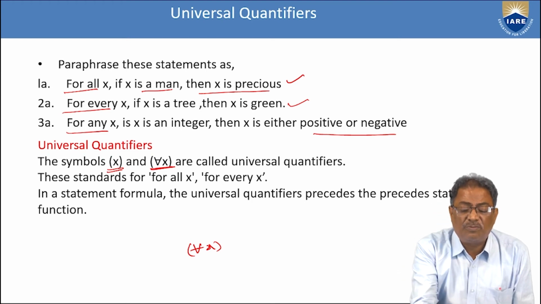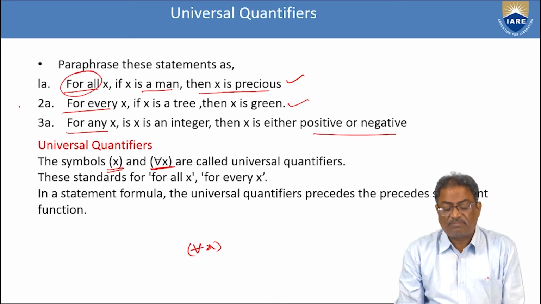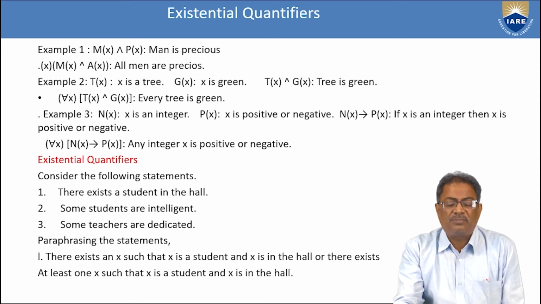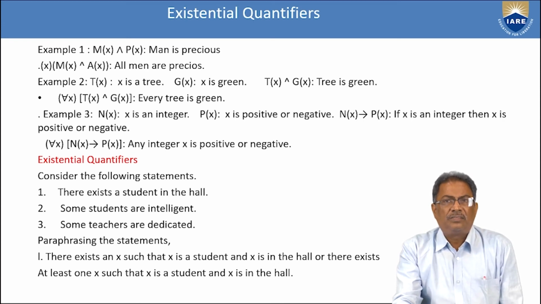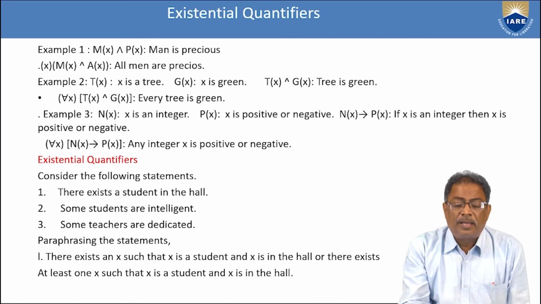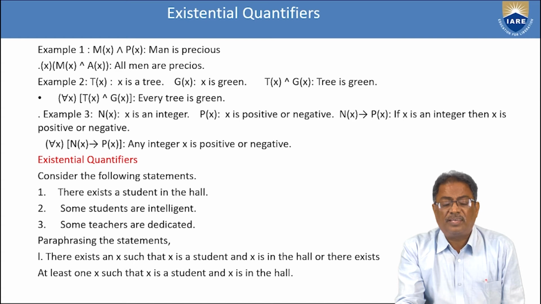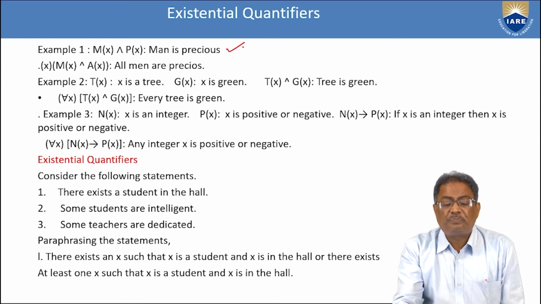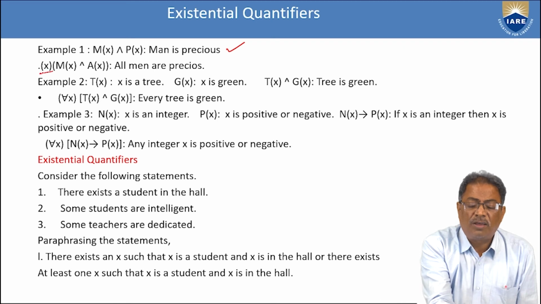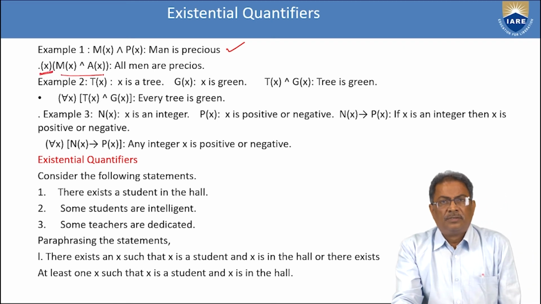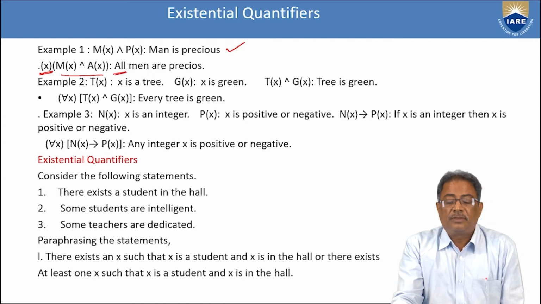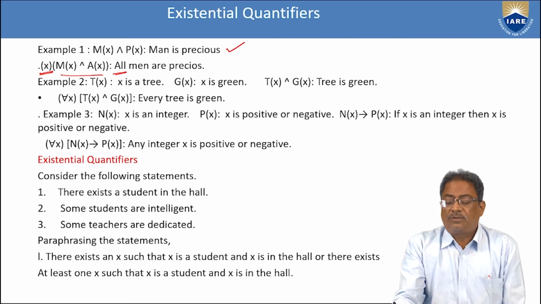So that means, if I represent this as "for every x", let us consider some examples, just mentioning the universal quantifier. Here, M of x and P of x: x is a man and x is precious. In general, we can say that man is precious, and this is true. For all values of x, it means all men are precious.